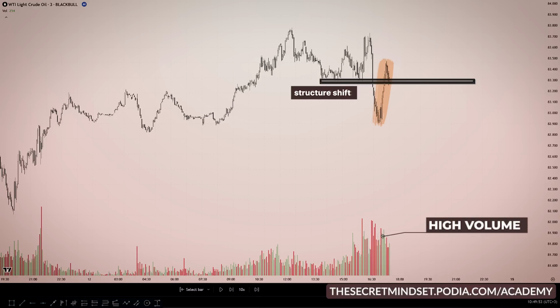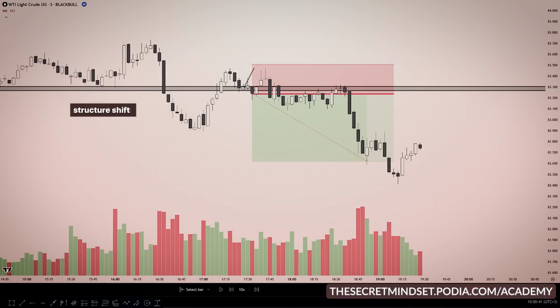As price approaches our value area, we notice volume starting to increase. This indicates that sellers might be stepping in. We also see an inside bar form just below the broken level. This often indicates hesitation in the market. A short trade can be taken once price breaks below this inside bar.